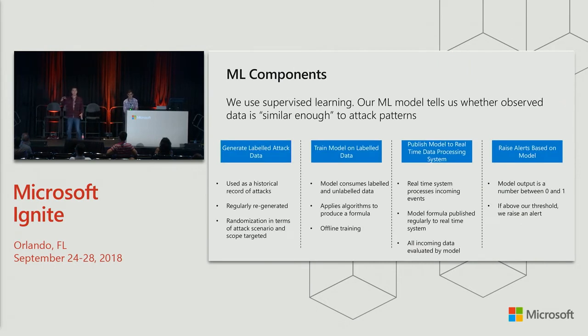On the highest level, we use supervised learning on the back end. Now, supervised learning is basically pattern matching. What we have is we have rich labeled data coming in, and this labeled data is labeled to say what looks like an attack and what is not an attack.